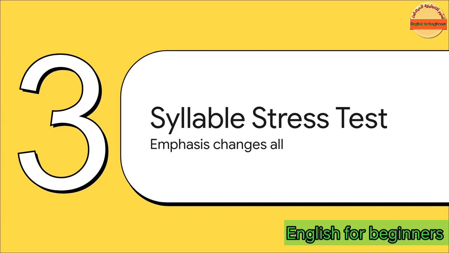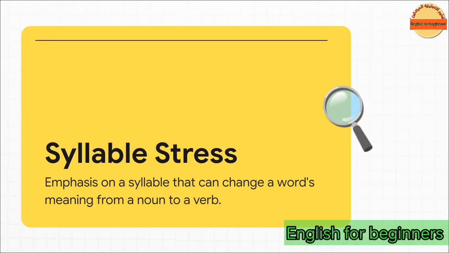This isn't about silent letters or weird vowels. It's about something called syllable stress. It's all about where you put the emphasis in a word. And believe it or not, getting it wrong can completely change the meaning. It's a really subtle but incredibly powerful part of English. Just by changing which part of the word you say louder, you can turn a noun into a verb. Let's see exactly how this works.